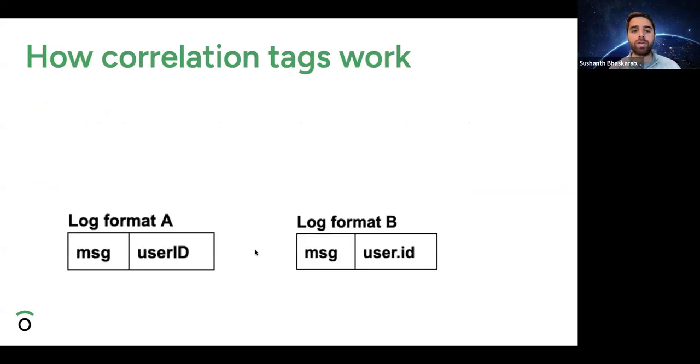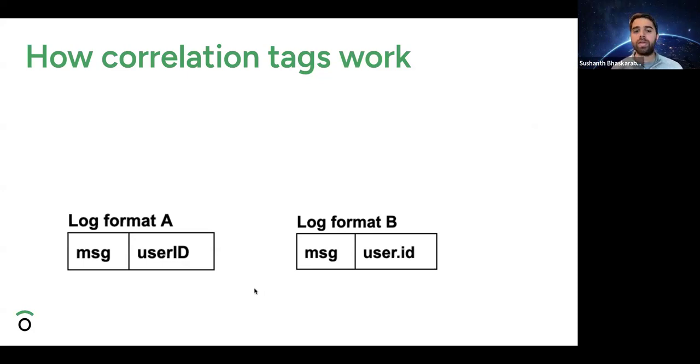So let's just look at how that works. I might have on the left-hand side a log format coming from team A. They are including a message as well as a user capital ID attribute. And on the right side, there's a log format from team B. They also have a message, but the user ID is formatted differently. It's formatted as user.id.